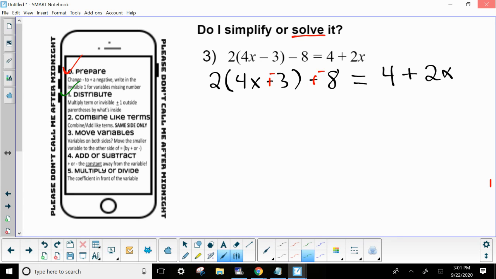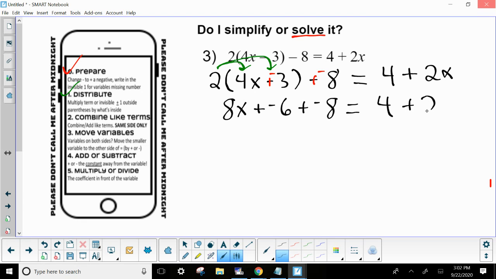The next step is distribute. So we need to multiply the term that is outside the parentheses by what's inside the parentheses. We have 2, right outside the parentheses, and we're going to multiply it in. So we have 2 times 4x, which is going to be 8x. And then we have 2 times plus negative 3, which is going to be a plus negative 6. Then we can drop those parentheses, bring down our plus minus 8, and continue to rewrite our problem.